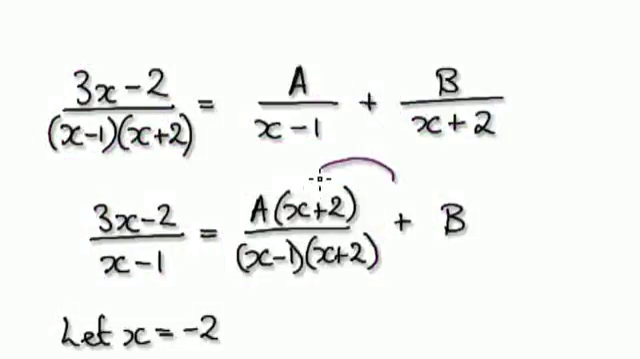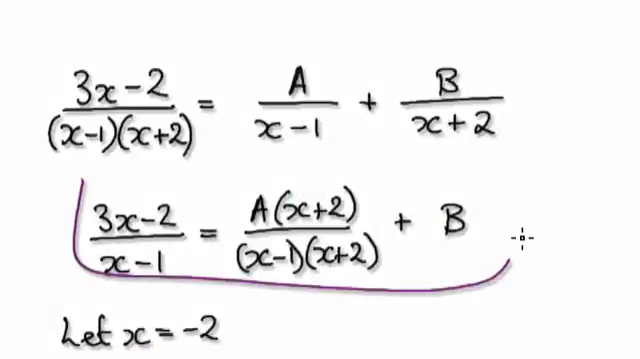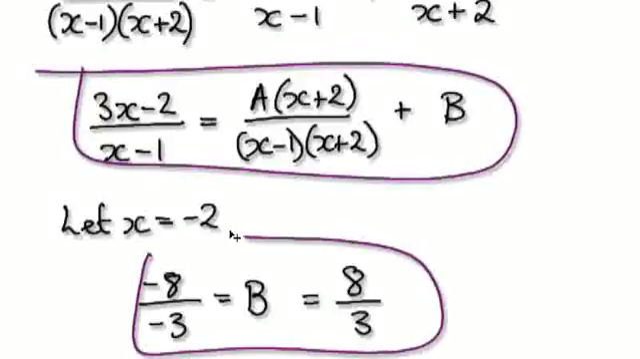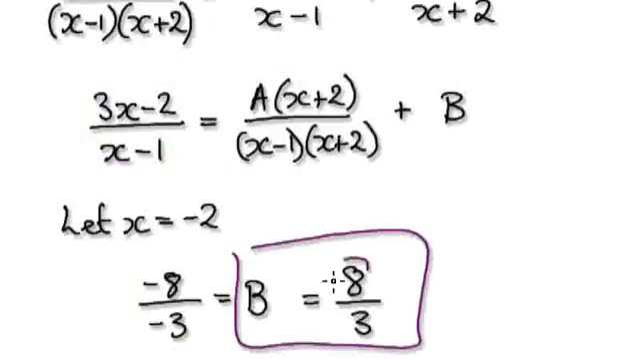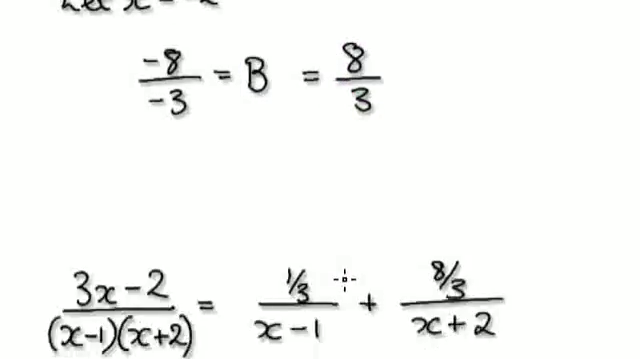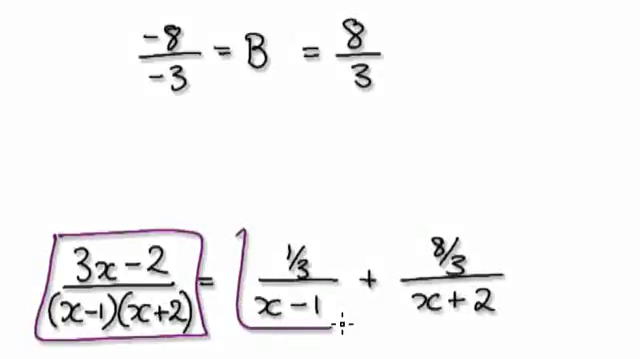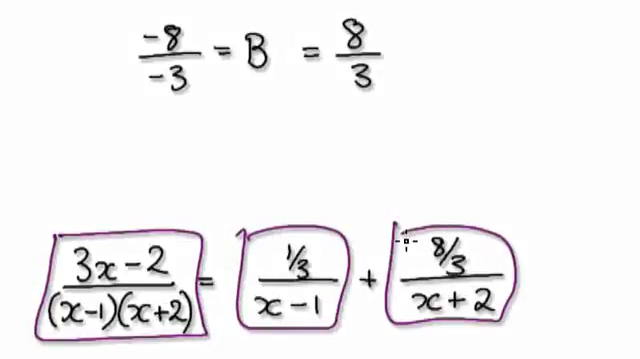Now to find B, let x equals negative 2. So let x equals negative 2, and then this whole thing here will become this. So B equals this thing here. B equals 8 over 3. Okay, so now we've got to this stage here where this thing equals this plus this.